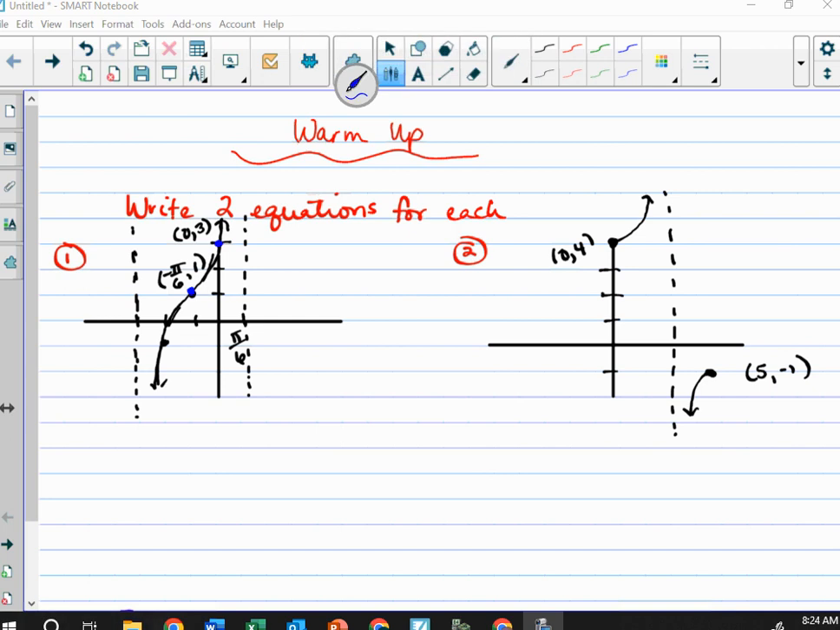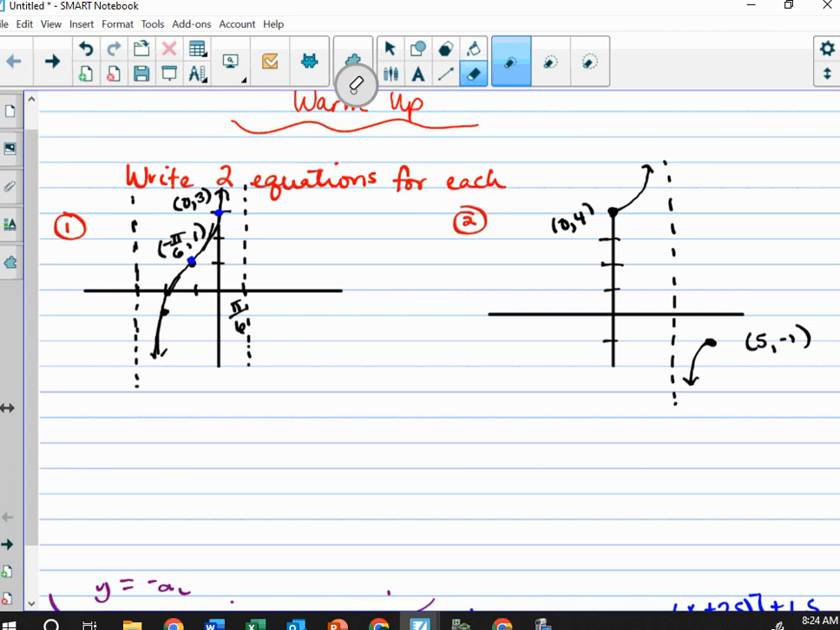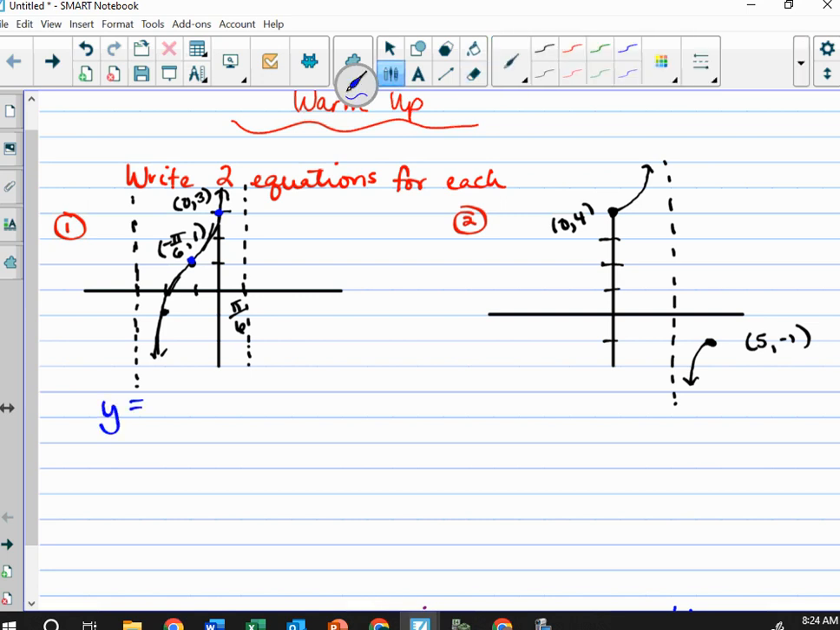Okay, so in this first one, we're going to start with the tangent equation. All right, do you guys see any sort of vertical stretch happening? Yeah, what is it? 2, absolutely. Because that distance from the 2 points, it's not just over 1, up 1. You went up 2 to get to that 0, 3. So we know we have a 2 out in front. We have a stretch.